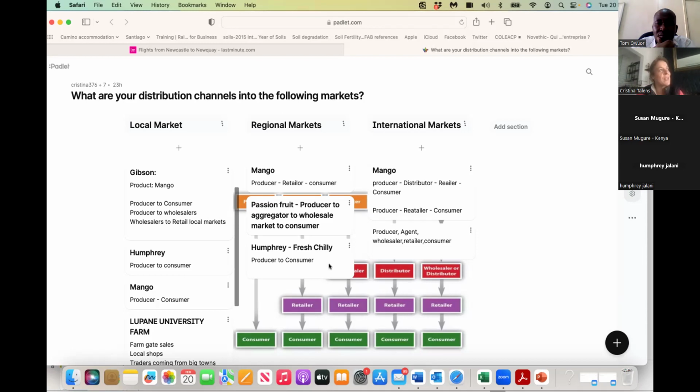Which neighboring country is this? I'm just curious to know why they can't get a hold of it locally. No, we send to South Africa. To South Africa. Okay, thank you. That's clear. And then here we also have producer, agent, wholesaler, retailer, consumer. Okay, perfect. Right, I will stop sharing this.